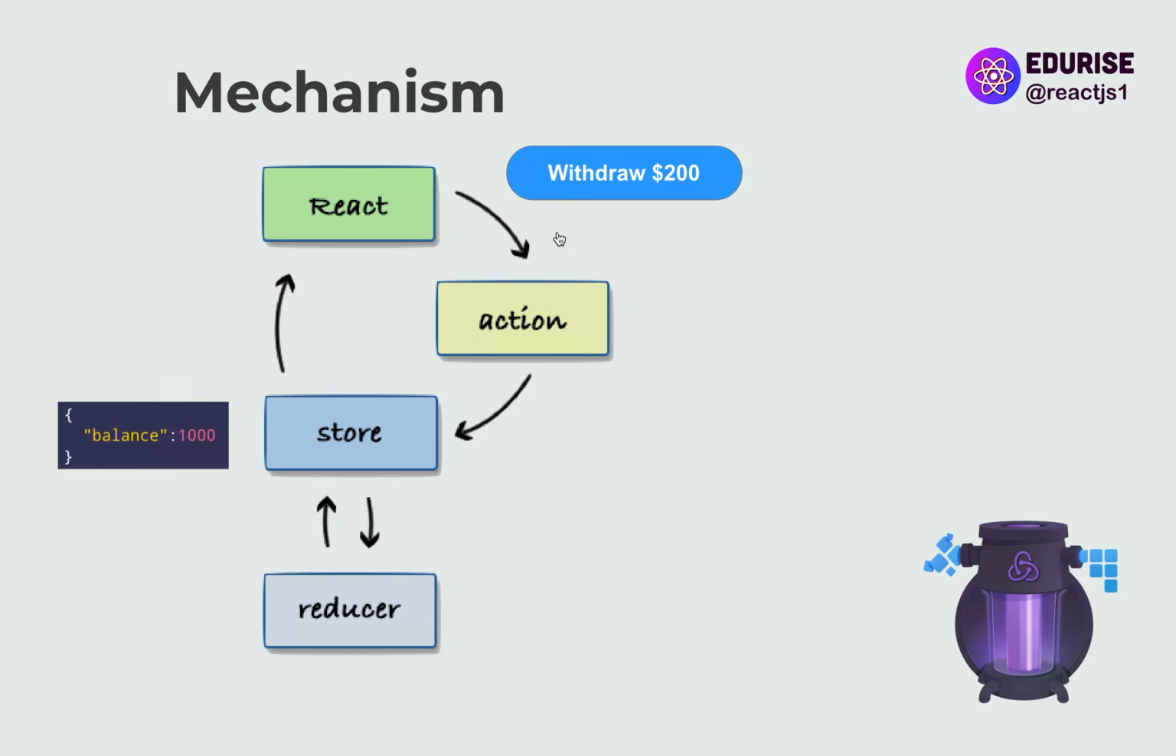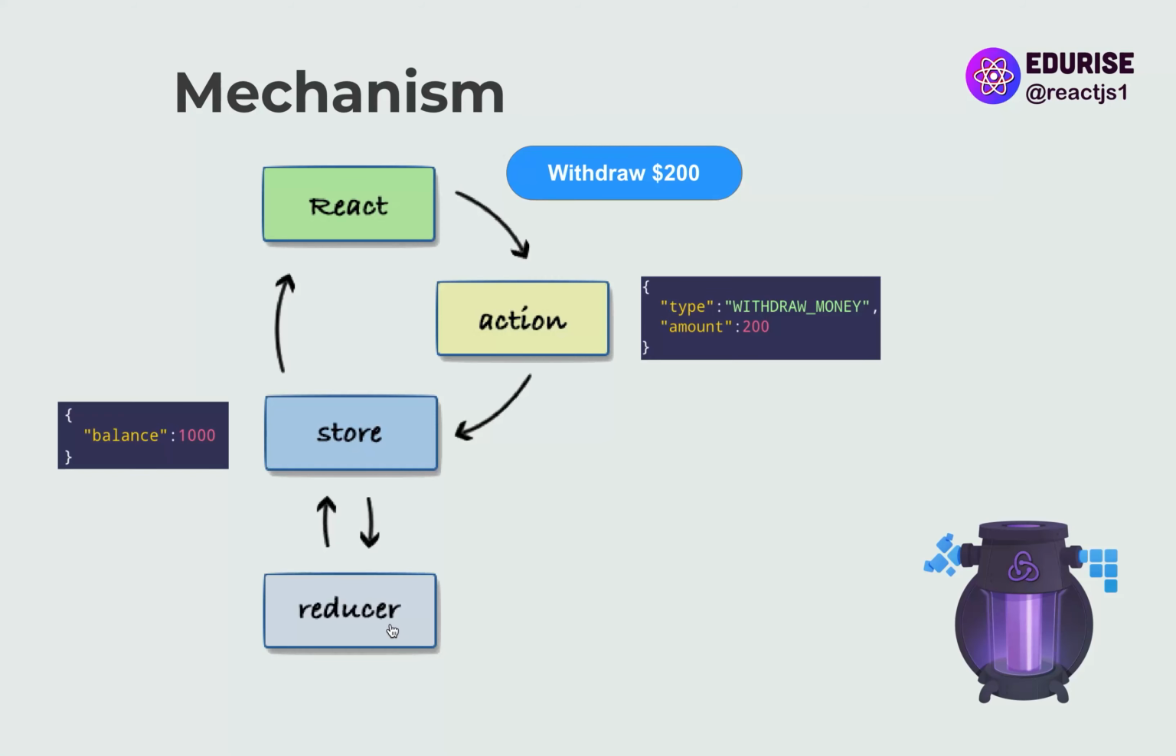What will the action be? The action will debit the $200, with amount 200 and type withdraw money. Correct. So that's a simple object which we need to pass, right? Yeah, a simple object, to store in the state. So from the action, through dispatch, it will go to the store. In the store, we have a balance of a thousand, right? Correct.